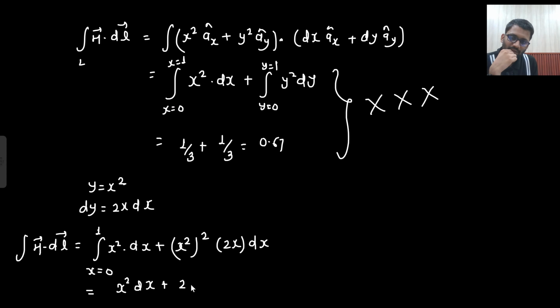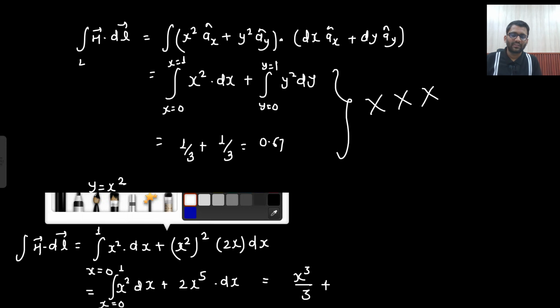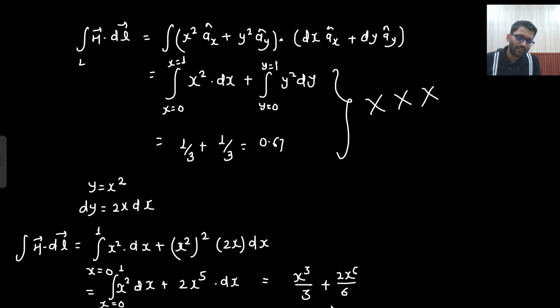So x square dx plus 2x to the power 4 into dx. Limit of x is from 0 to 1. This is x to the power 5 actually. X to the power 4 into x, that is x to the power 5. So x to the power 3 by 3 plus 2x to the power 6 by 6. And from where to where are you going? From 0 to 1. So 1 by 3 plus 1 by 3.